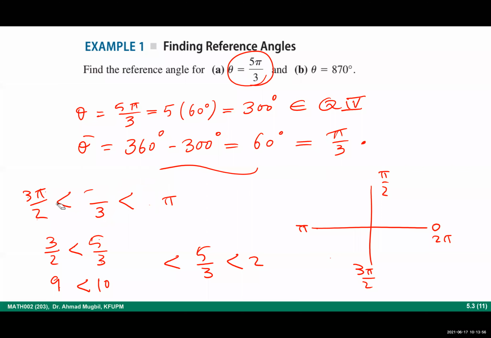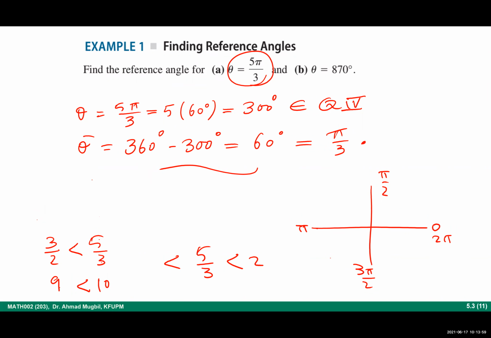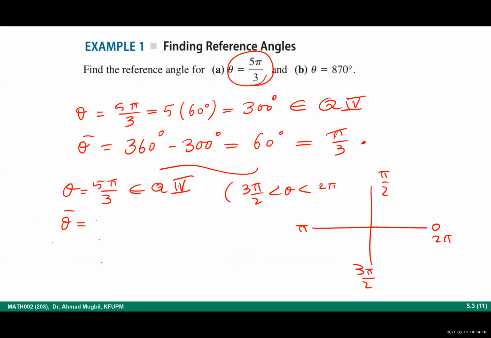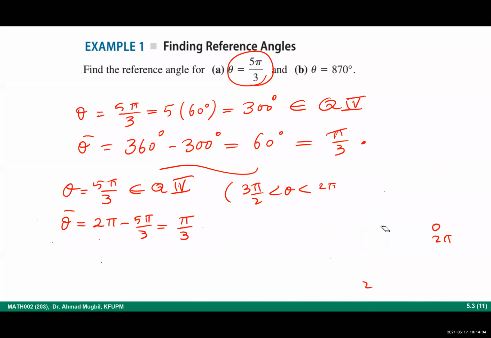So how to solve this, ya shabab, from the beginning without converting? You will say this. 5 pi over 3, which is theta, belongs to the fourth quadrant. Why? You will mention that it is between 3 pi over 2 and 2 pi. Now, because it is in the fourth quadrant, what will be theta bar? Theta bar will be 2 pi minus theta. So it will be 2 pi minus 5 pi over 3. What is it, ya shabab? 2 times 3 is 6, 6 minus 5 is 1. So it is pi over 3. Look now, this solution is shorter and nicer when you deal with it in radians.